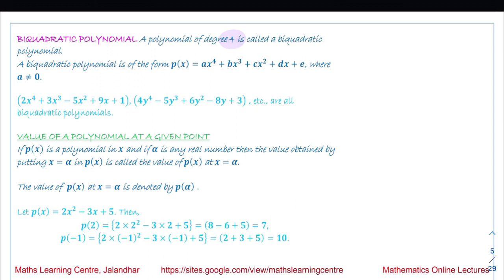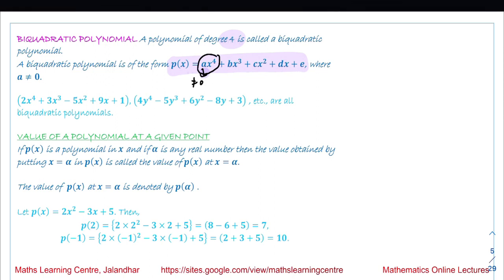So the general form of a biquadratic polynomial is ax raised to the power 4 plus bx cube plus cx square plus dx plus e, where this a should not be equal to 0. Then this x raised to the power 4 will be there, and 4 will be the degree of the given polynomial, and it is called a biquadratic polynomial.